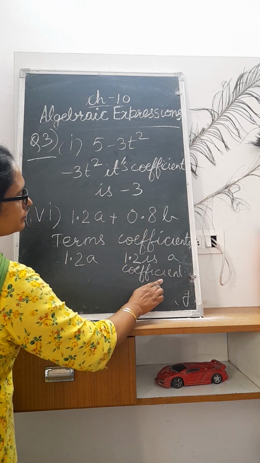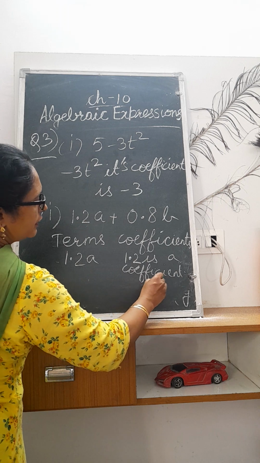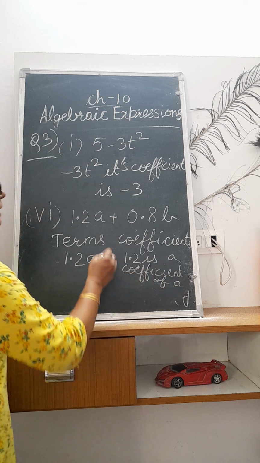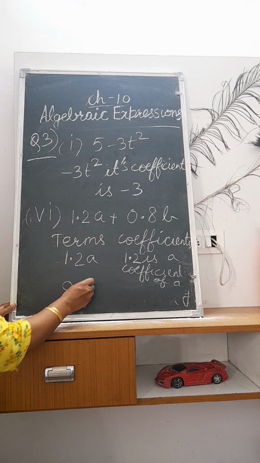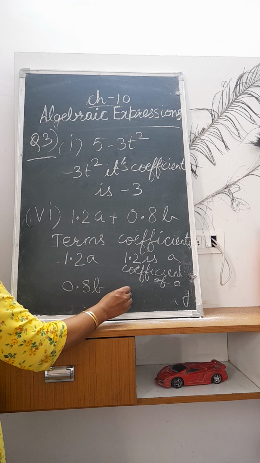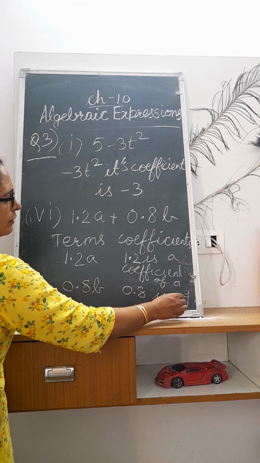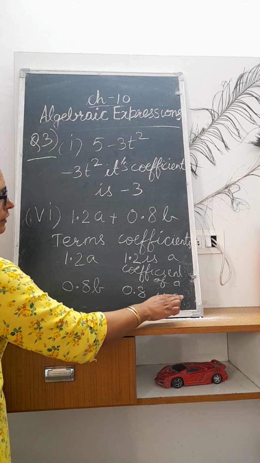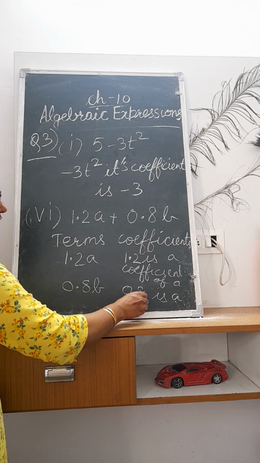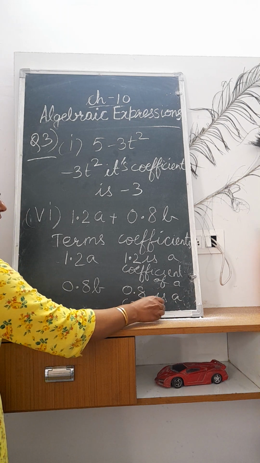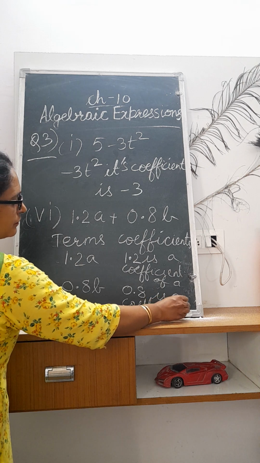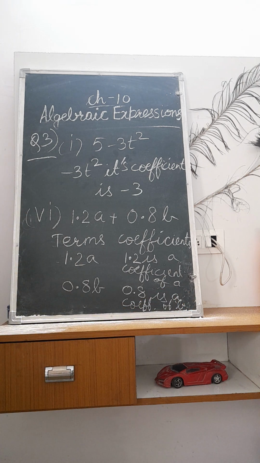Similarly, 0.8b is the second term. 0.8 is the coefficient of b. So this is how we have to write it.